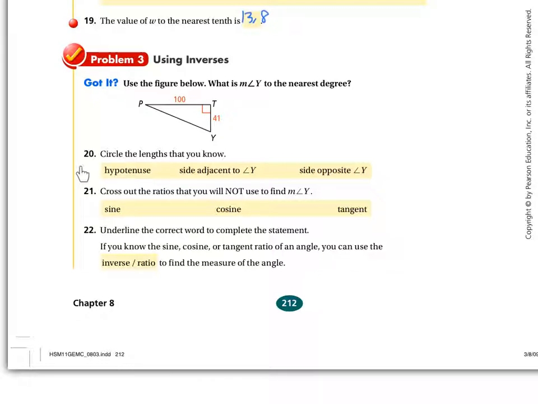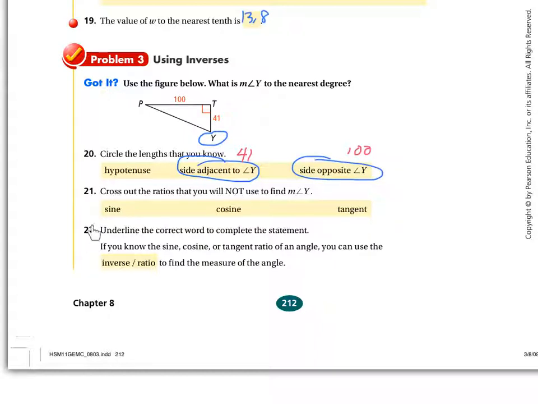So let's look at questions 20 through, and then it'll spill on to the next page. But question 20 says, circle the lengths that you know. In other words, the lengths that you've been given. Have you been given the hypotenuse? No. Have you been given the side adjacent to Y? Yes. Which one is that? 41. This is our angle of reference, so yes, 41 would be that one. And then have you been given the side opposite of Y? Yes. And that one is 100.